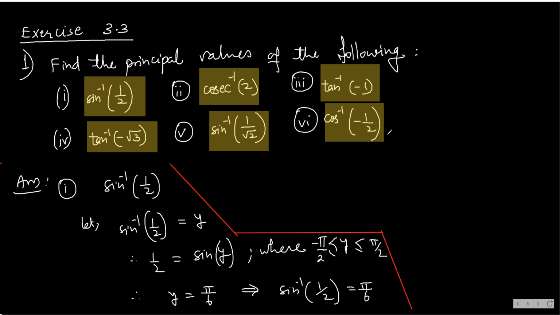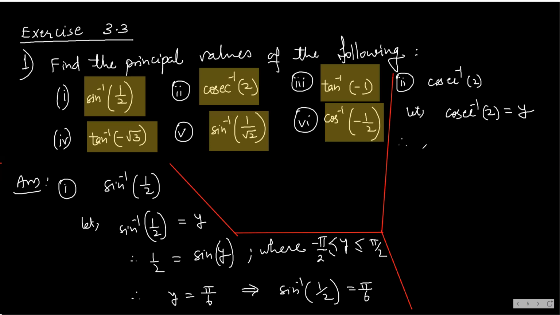Now I go for the second one. Let me write the second. So the second is cosec inverse 2. I will write here, let cosec inverse 2 equal y. Now see, cosec inverse 2, you know, is the same as sine inverse of 1 by 2.